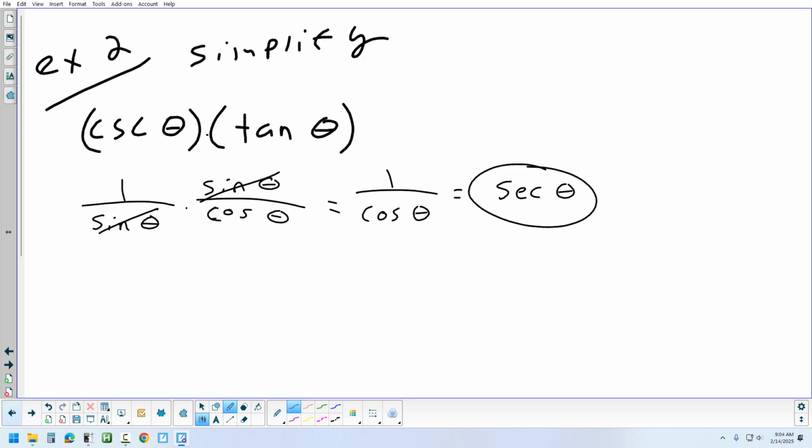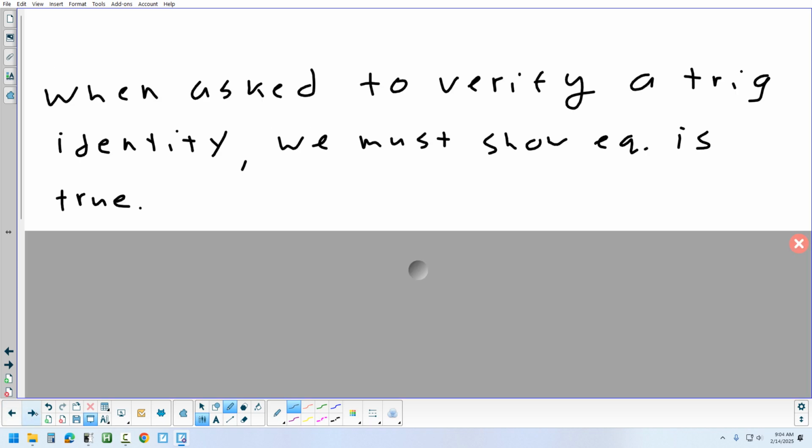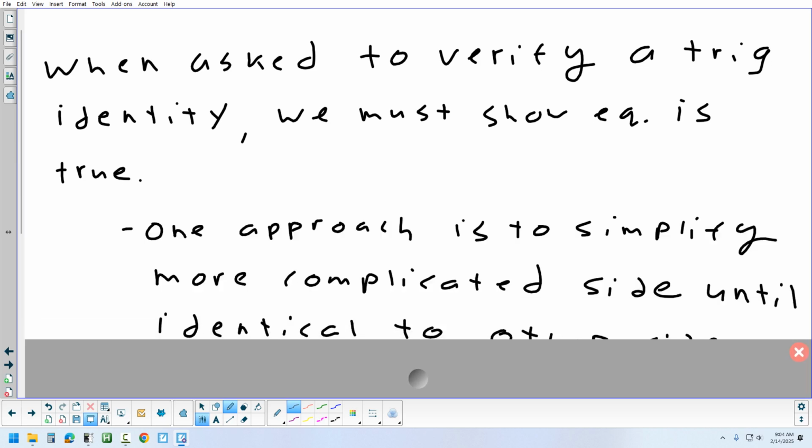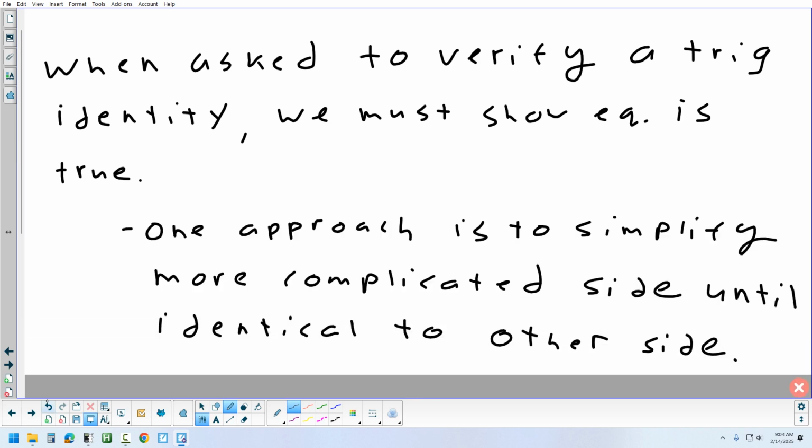With simplify, you don't really know where you're supposed to end. You just have something to start with, and you work with it as much as you can until you think you're done. So simplify can be a little harder because you don't know what the end goal is supposed to be. Verify, you do.